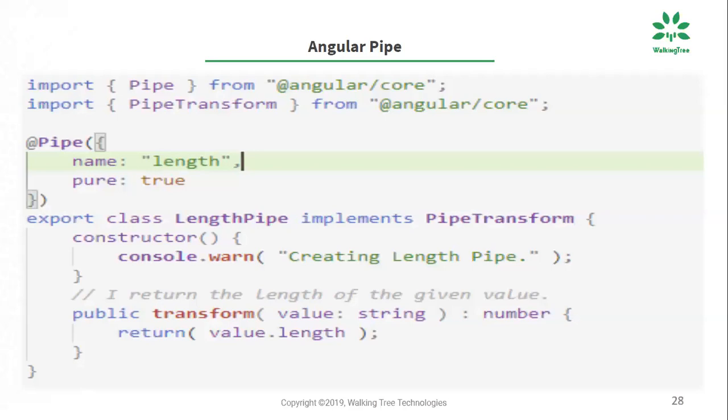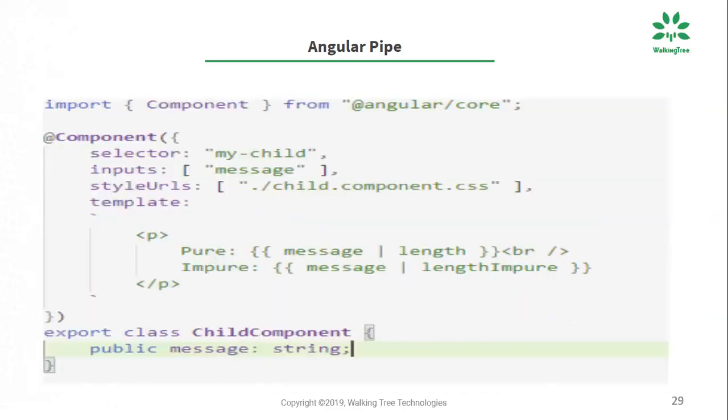And this is the example for the pure pipe. I'm creating a custom pipe called length, and to implement a pipe, we need to import PipeTransform, and we need to implement the transform method where we can write our logic, what we want to do. Just as an example, we took the length of the value. In my child component, I'm giving the message, and with the pipe symbol, I'm giving length.